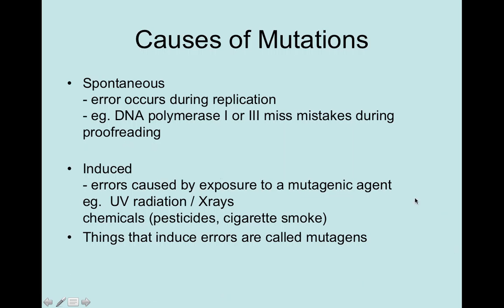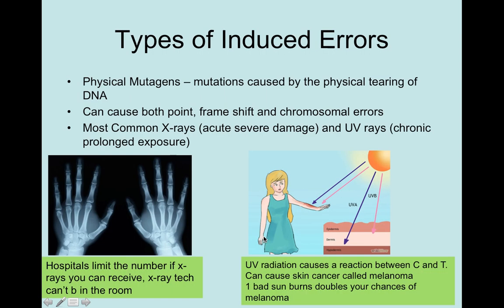Okay, the other way that we can get a mutation is through induced. It's an error caused by exposure to a mutagenic agent like UV radiation or X-rays, or pesticides or cigarette smoke. Okay, things that induce errors are called mutagens. So we're going to go through some. So we've got physical, biological, and chemical.